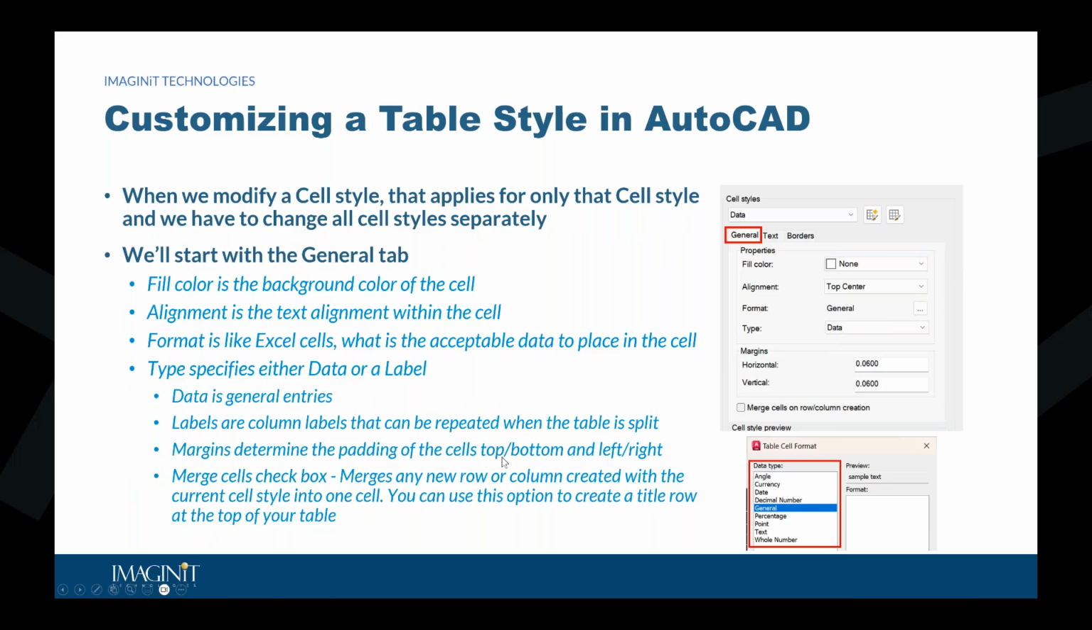Margins here determine the padding of the cells on the top or bottom and left and right. So when you do horizontal, you are changing the cell on both sides. And if you're changing vertical, you're changing the top and bottom buffer in the margins. You can't change them individually, so you can't have the top of the cell be a different value from the bottom of the cell for the margin. And then merge cells checkbox. This merges any new row or column created with the current cell style into one cell. You can use this option to create a title row at the top of your table.